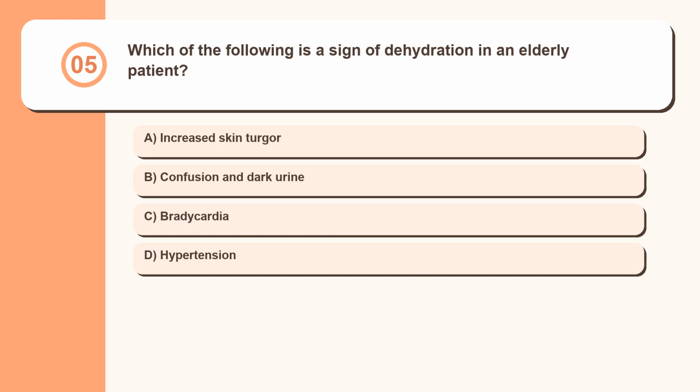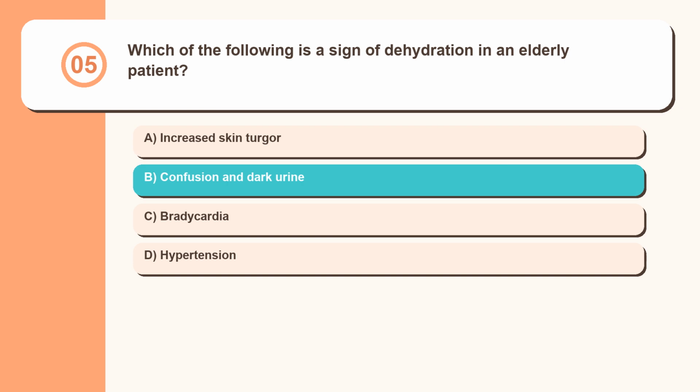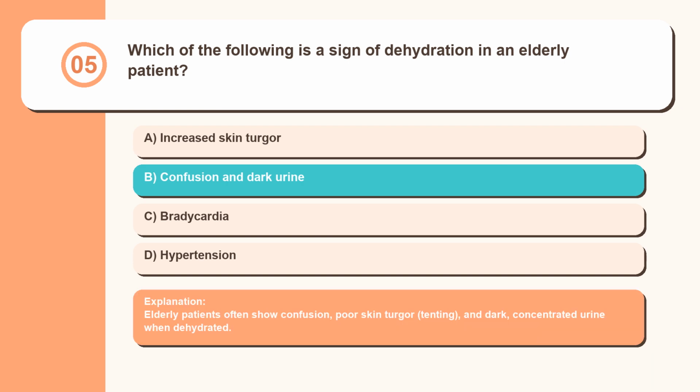Question 5. Which of the following is a sign of dehydration in an elderly patient? Increased skin turgor, confusion and dark urine, bradycardia, hypertension. Elderly patients often show confusion, poor skin turgor, tenting, and dark, concentrated urine when dehydrated.